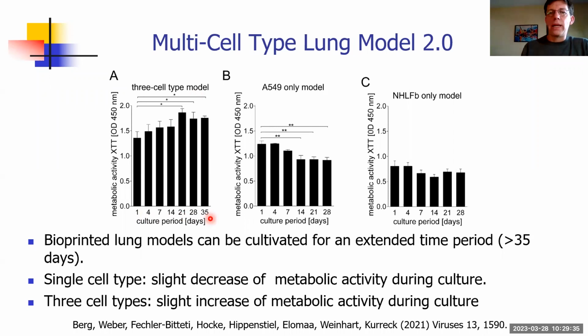So here we already have a big advantage of the three-dimensional models, which we can culture for a very long time. 2D cultures are usually only good for a few days, and then you can't use them anymore, whereas the three-dimensional culture can be used for more than a month. And we have a very high, even slightly increasing cell viability in our multi-cell type model. In contrast, if we have the A549 cells only or the primary fibroblasts only, we have a steady state or even a decrease in cell viability. So there is a positive effect on each other in the multi-cell type model.